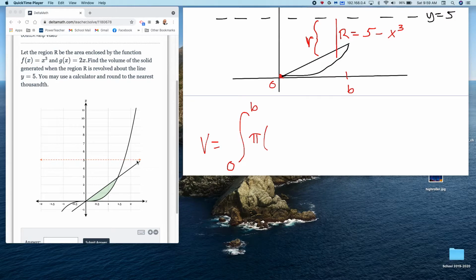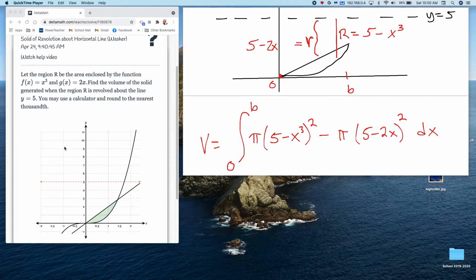So if we do 5 minus x cubed, and then we square it, minus, now I got to do the little radius. The little radius is 5 minus 2x. Top curve, which is 5, minus bottom curve, which is 2x. So we do pi times 5 minus 2x. And then we're going to square that because it's pi times r squared, and then that's what we would calculate.